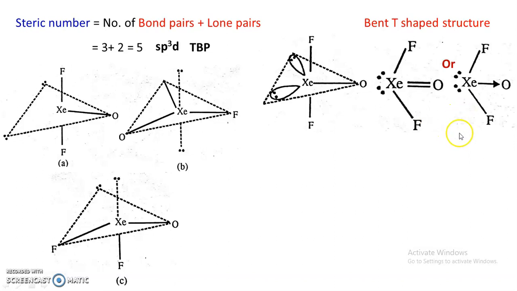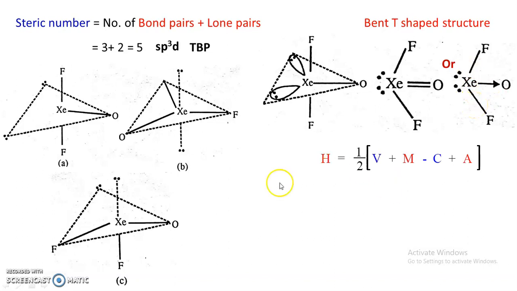Now according to valence shell electron pair repulsion theory, again the double bond is considered as a single bond, or as a coordinate bond, and this is the possible structure. This is the observed structure, that is the bent T-shape.